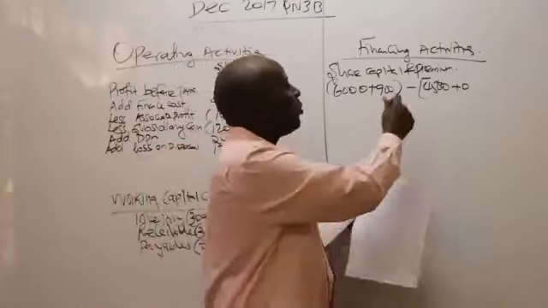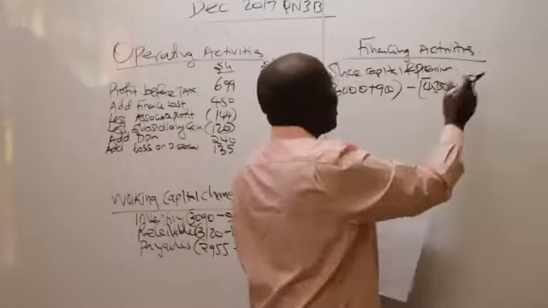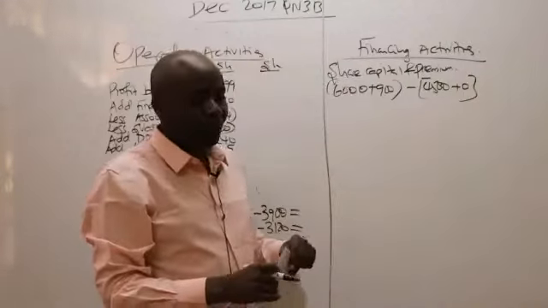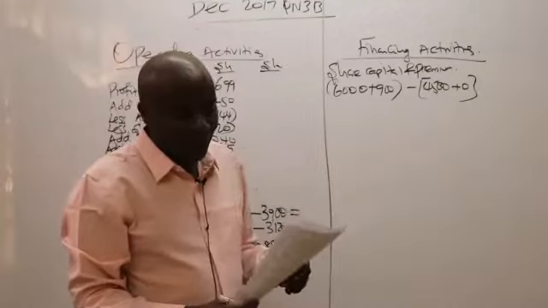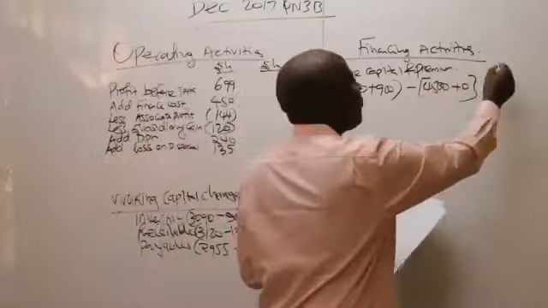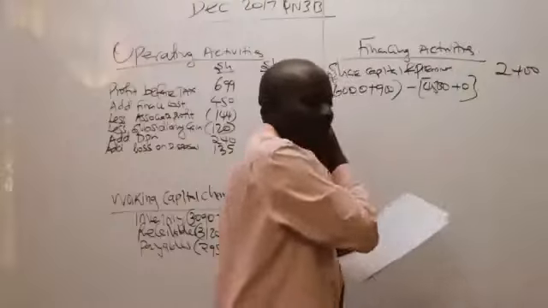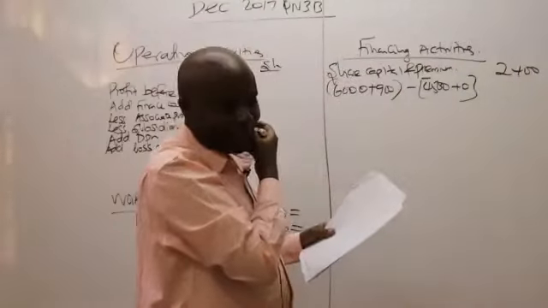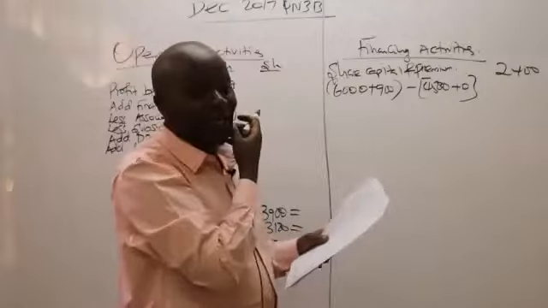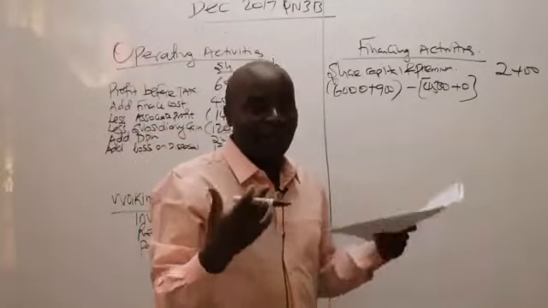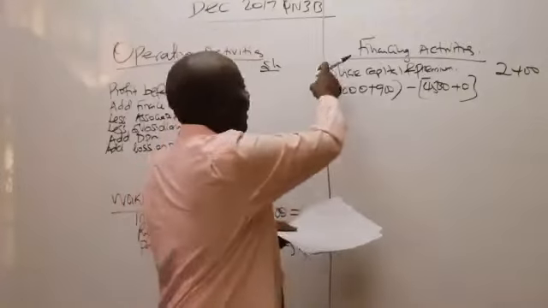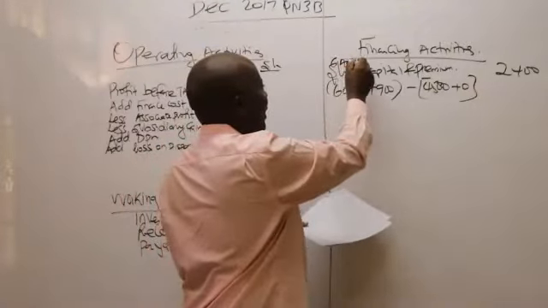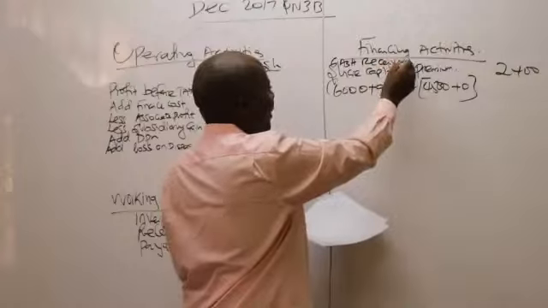So that is enough. Give me the figure, what does it come to? 2,400. Is it positive or negative? It is positive. If it is positive, what does it mean? We received money, so you must have issued new shares. So you can mention here, this is cash received.